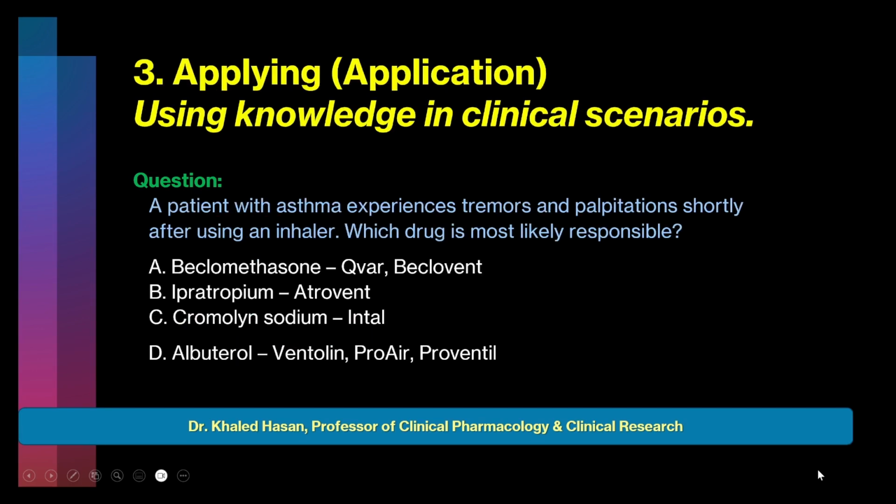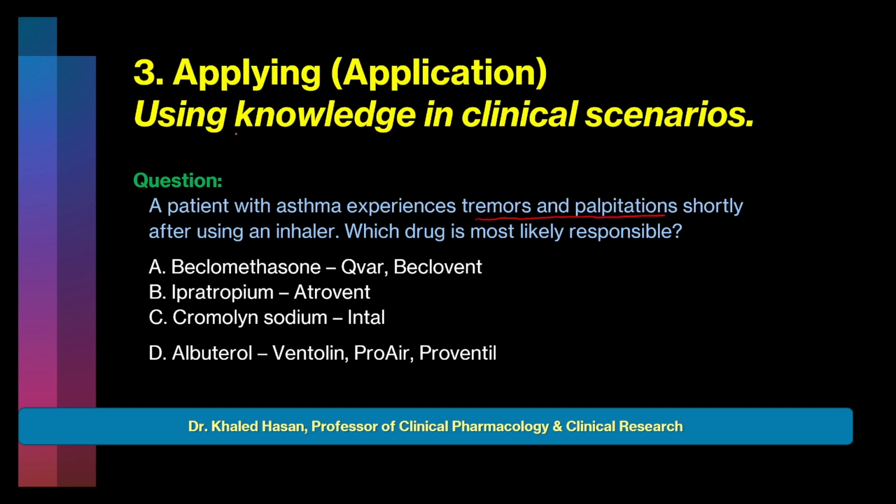Applying information, application, using knowledge in a clinical scenario. Here we have a patient with asthma who experienced tremors and palpitations shortly after using an inhaler. Which of the following is most likely responsible? Beclomethasone, ipratropium, cromolyn sodium, or albuterol (Proventil, Ventolin). Which of the following is responsible for tremors and palpitations in this patient?